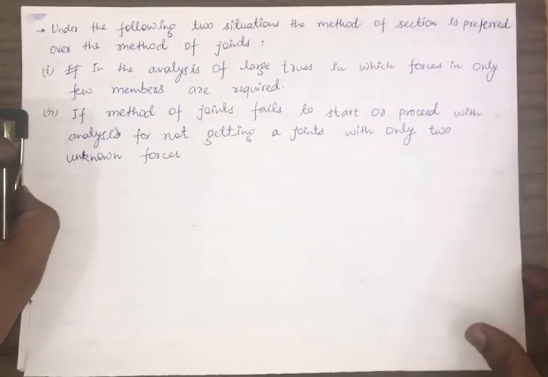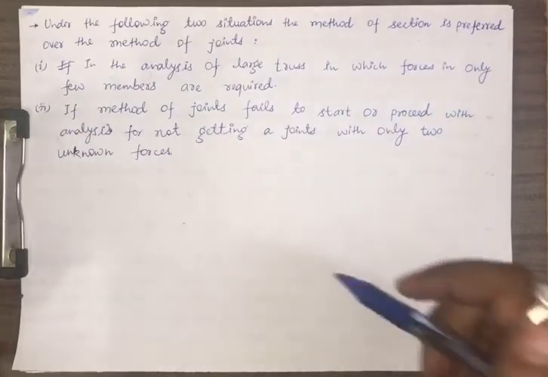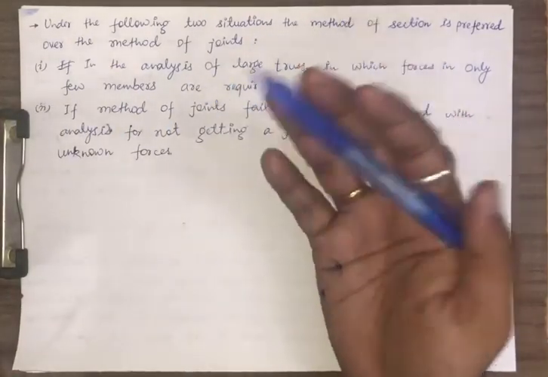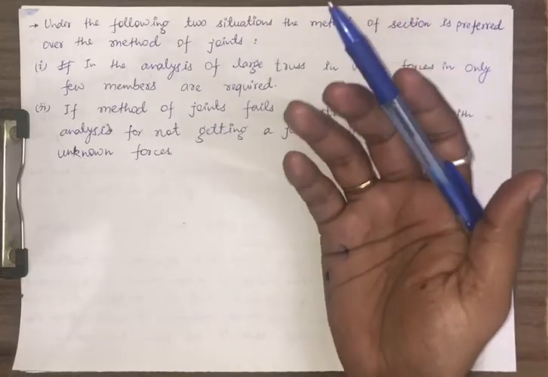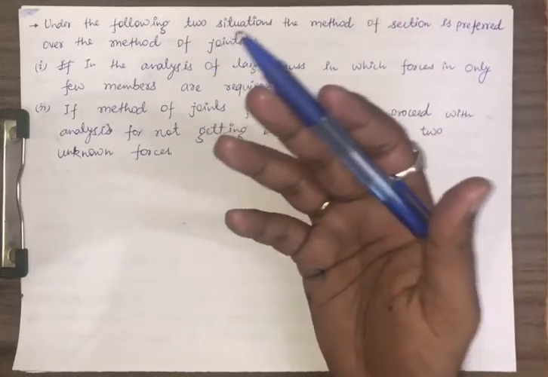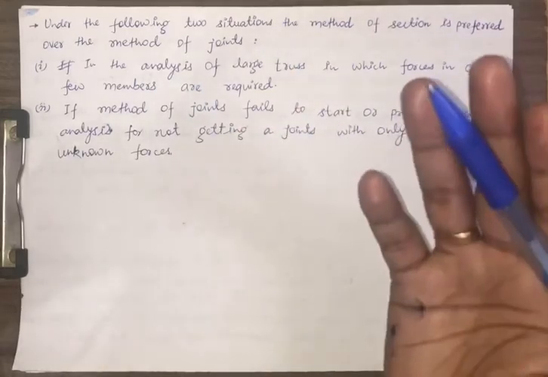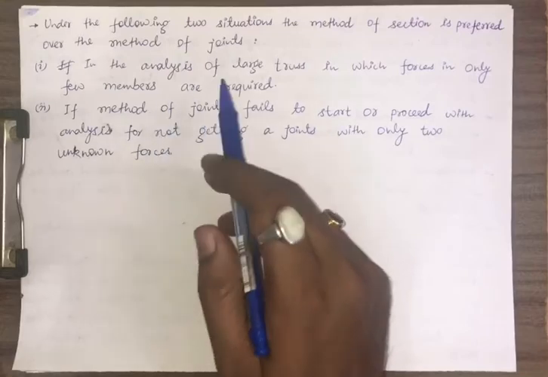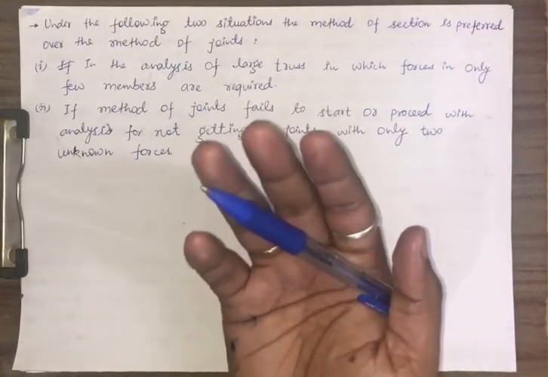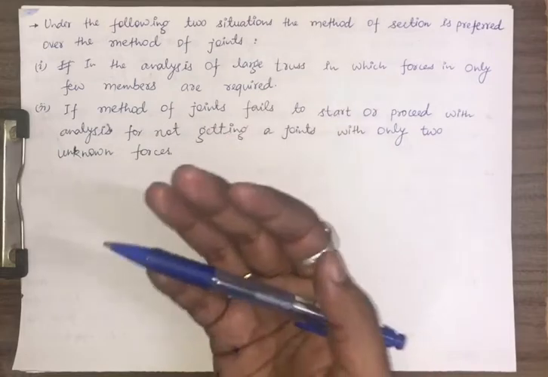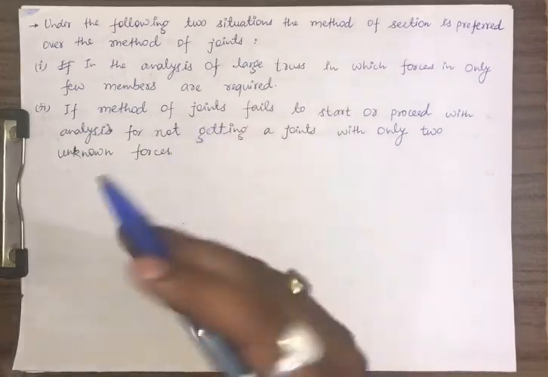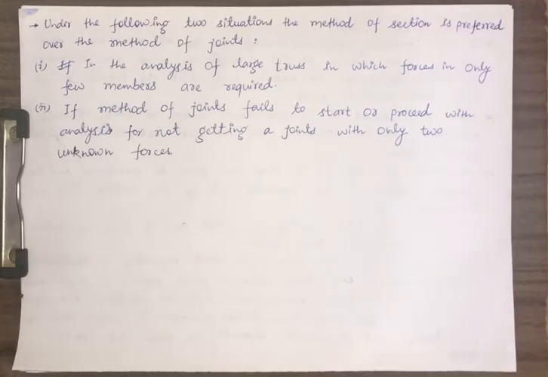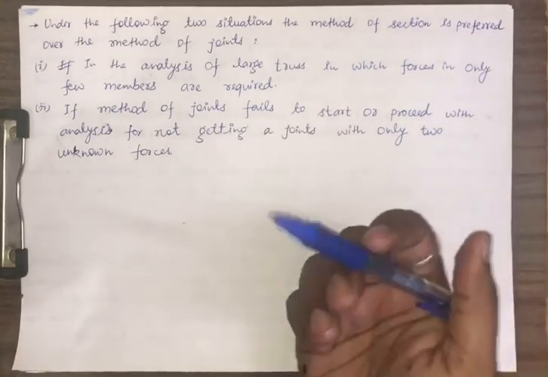Under the following two situations, the method of section is preferred over the method of joints. If we have one method and it is self-sufficient, why do we need a second method? Let us see the conditions in which the method of joints is not enough. We have developed the second method just because the first method was not enough for every situation.